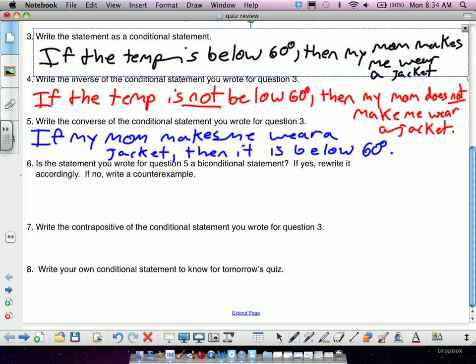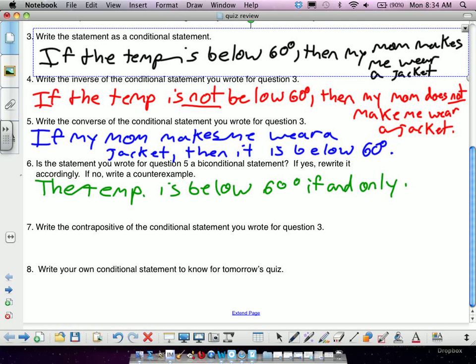Okay, so the temperature is below 60 degrees if and only if my mom makes me wear a jacket.